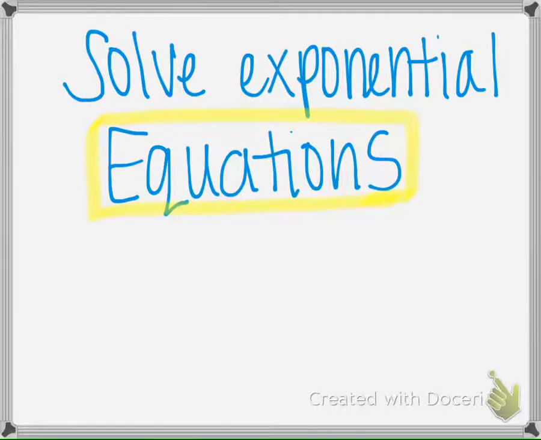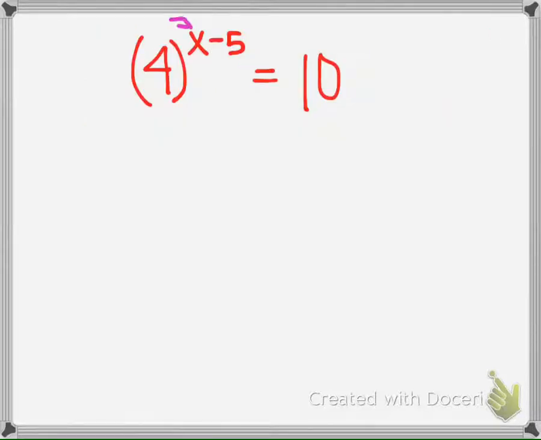In the next two problems, we're going to solve equations that are exponential. That means that the variable, the unknown, is part of the exponent. So the first thing you want to do is get the base, the number that has the exponent, and the exponent by itself. So in this example here, they are isolated.